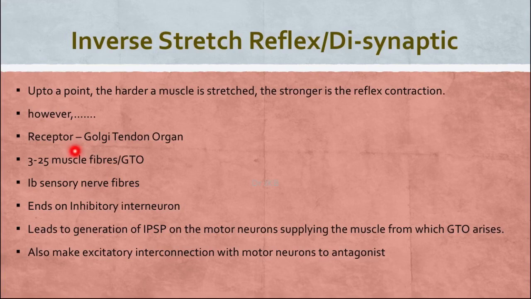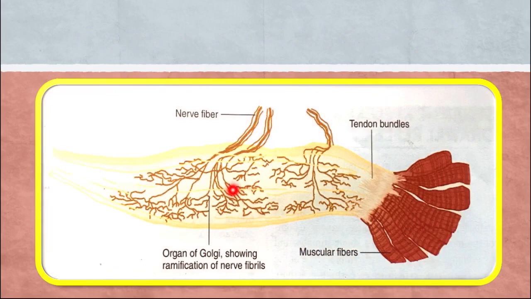Look, the receptor for this inverse stretch reflex is the Golgi tendon organ, but the receptor for the stretch reflex was the muscle spindle. What is the Golgi tendon organ? The Golgi tendon organ consists of a net-like collection. If we look at this diagram, these net-like collections are there, knobs are there. They are present in the tendon. See, this is the tendon bundle, this is the fleshy part.